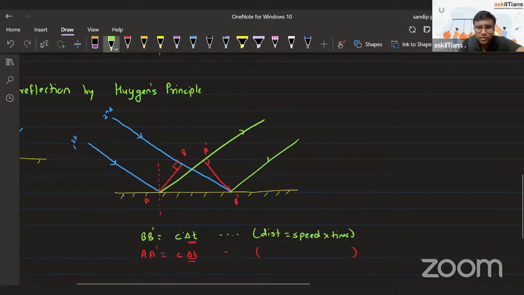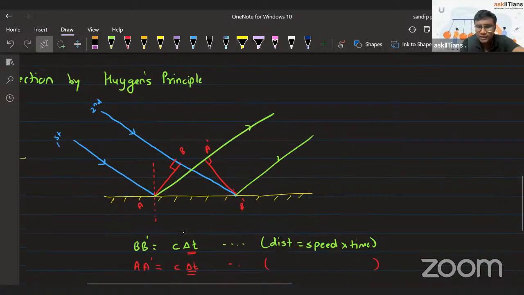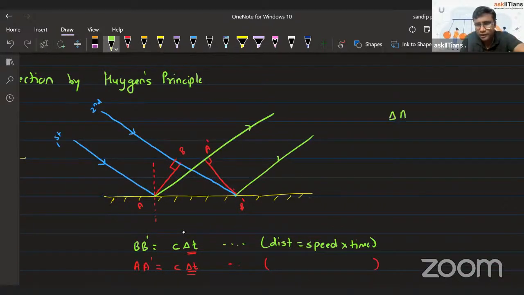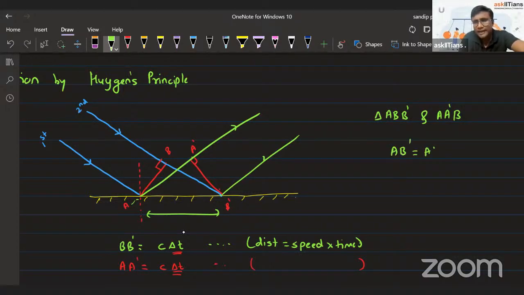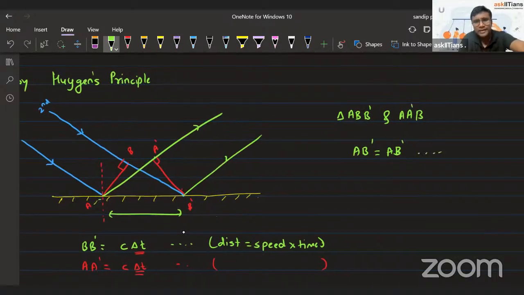So in these two cases, I can see two triangles there: triangle A, B, B dash, and triangle A dash, A, B dash. In that, first of all, this AB dash length is common. So AB dash is equal to AB dash. It is a common side in both the triangles, so obviously it is equal.